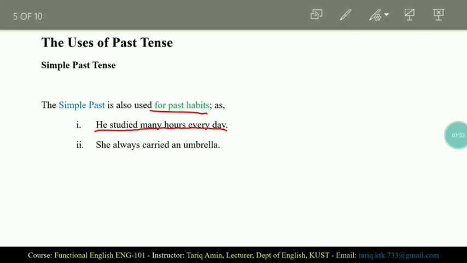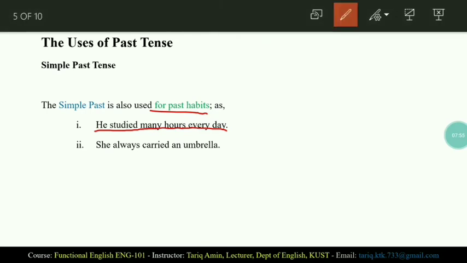She always carried an umbrella. It was her habit in the past. It was her habit to carry her umbrella each and every time. Wherever she used to go, she used to carry her umbrella all the time. So it was her habit. And this simple past has been used to indicate the past habit of a particular girl, of a particular woman.